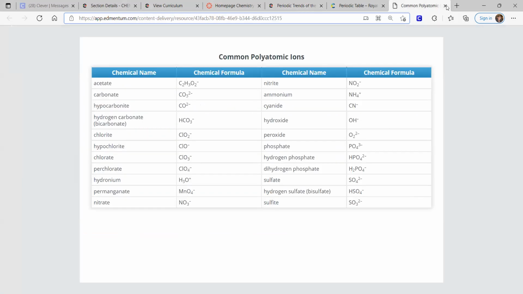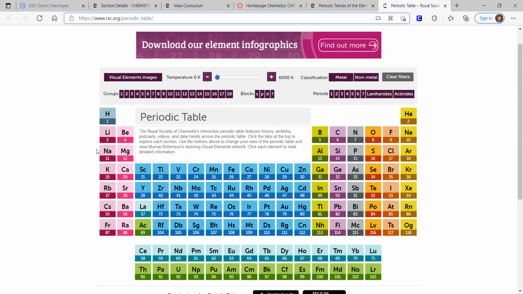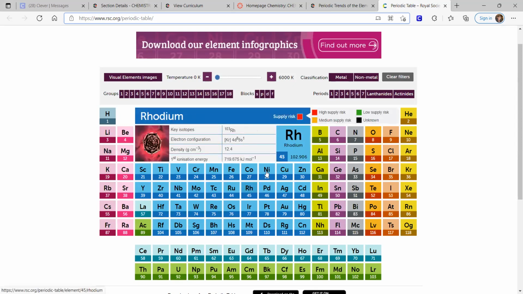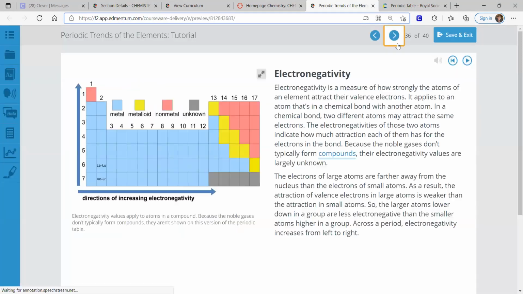Oh, just kidding. Gallium, show me a gallium. Gallium's right here. And then you make your way to fluorine. So more reactive upwards, and ionization energy increases upward and to the right. Okay. Easy, easy.